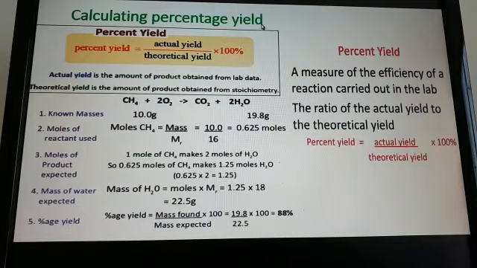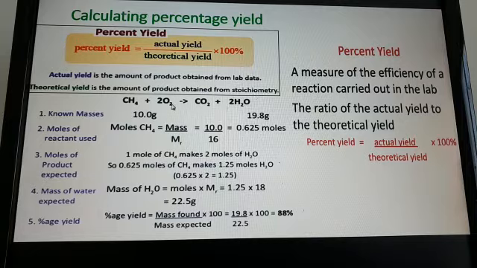Now calculating percentage yield. What do you mean by percentage yield? Percentage yield is the measure of the efficiency of a reaction carried out in the lab. How efficient that reaction or substance is. The ratio of the actual yield to the theoretical yield is percentage yield. See, this is the equation: actual yield divided by theoretical yield, multiplied by 100%. Actual yield is the amount of product obtained in the lab, what we get in the lab. And theoretical yield is the amount of product obtained from the stoichiometry. We have to calculate that one.